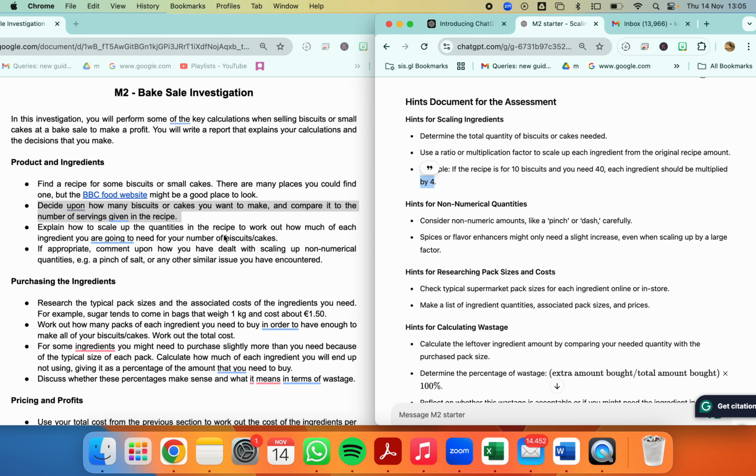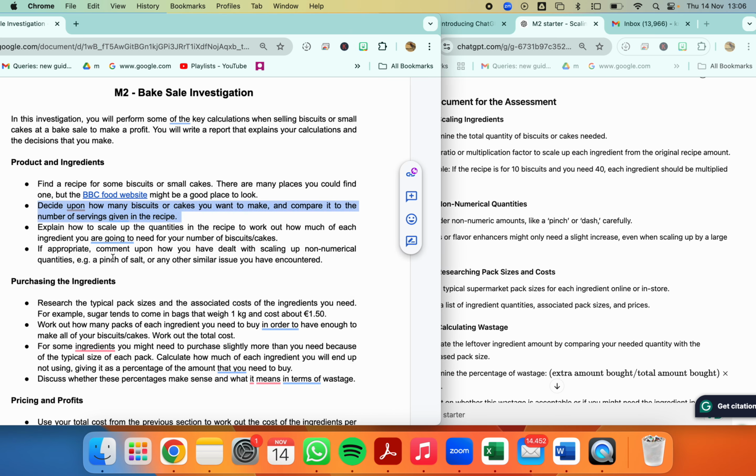Handling small ingredients. So for example, it says, talk about how you deal with non-numerical quantities, i.e. a pinch of salt. Some recipe ingredients, like a pinch of salt, don't have exact numbers. These are often small amounts that don't need to be multiplied by a lot. You can keep them the same or add just a little bit more if you're making a lot more. So you need to explain that perhaps this cannot be explained in a mathematical way.